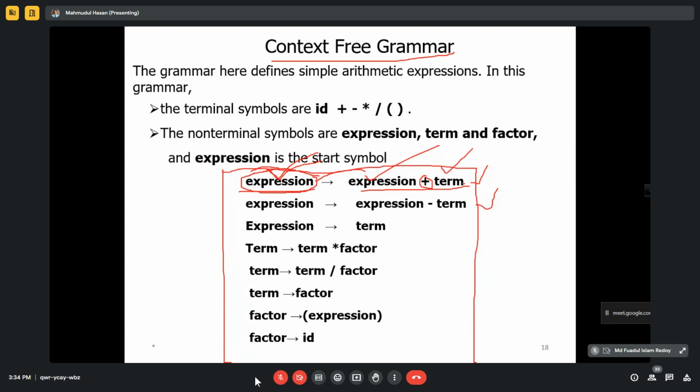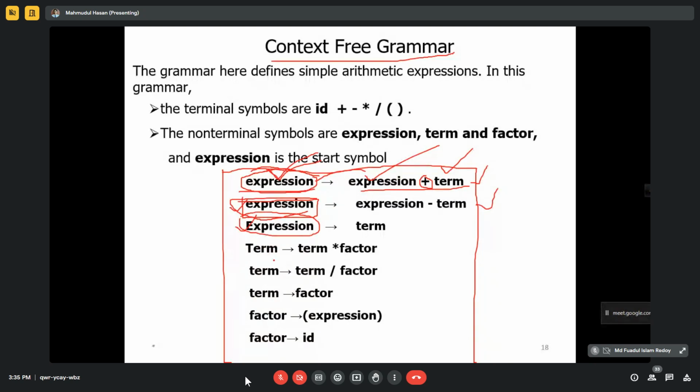So expression is non-terminal. That means you can go from expression to expression plus term. So here expression is non-terminal because you can go from expression to expression minus term, and we already found expression is non-terminal. So term is terminal or non-terminal?